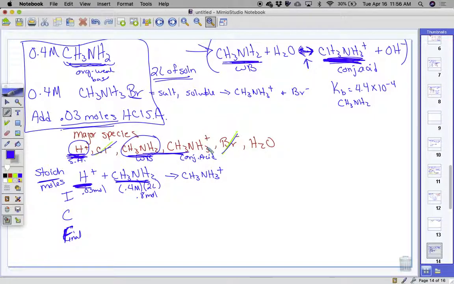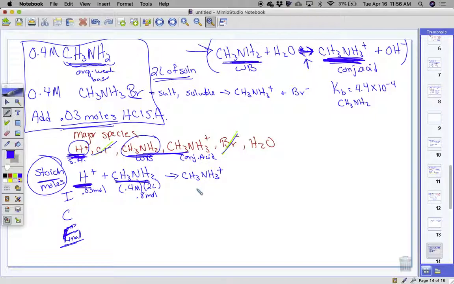But we always use molarity in ice tables. Correct, but this is not an ice table. This is a stoichiometry table. Ice tables use molarity. Stoichiometry tables use moles. Correct. Okay. All right.